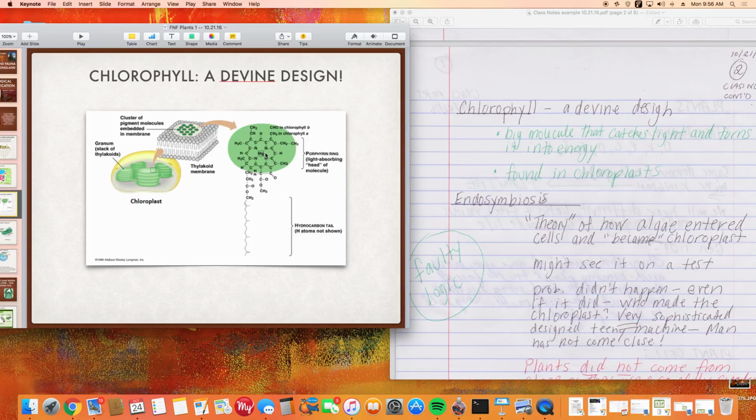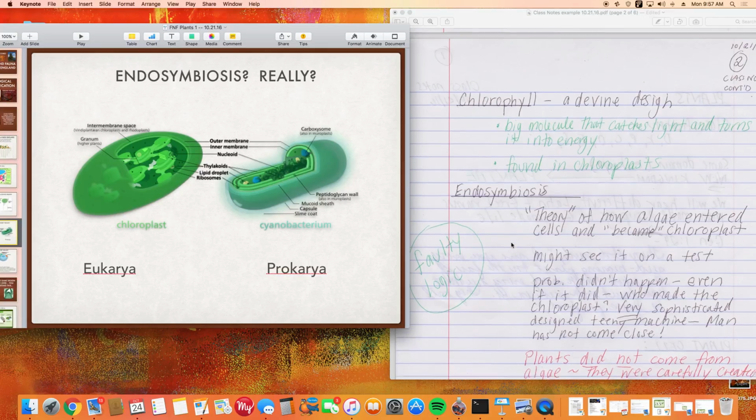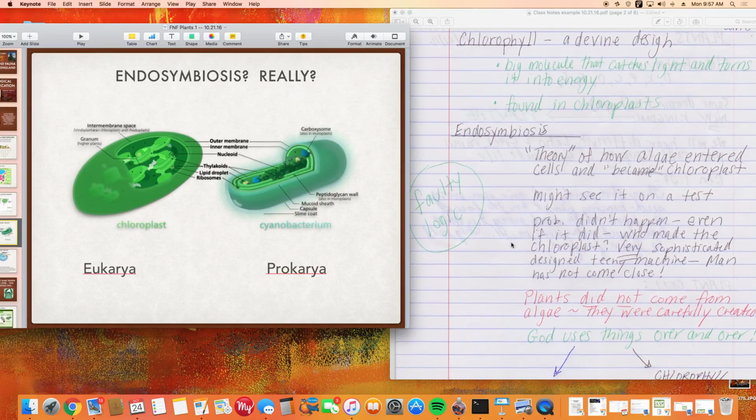So this molecule catches light, and inside of the chloroplast there is something called a granum, which is a stack of these thylakoid membranes. And the thylakoid membranes are where this reaction happens. There's a whole bunch of them like this because it creates a whole bunch of surface area, so the reaction can occur in lots of places. So then we went on and talked about endosymbiosis.